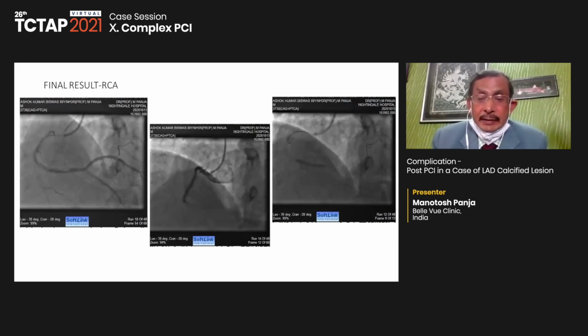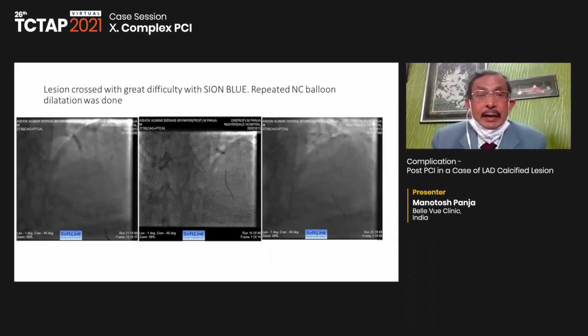Next, I attempted the intervention to the LAD. I took them dilated. After I wire crossed, I used the Cyan Blue to cross the lesion with great difficulty. I used the NC balloon.